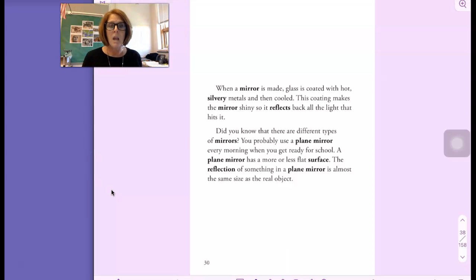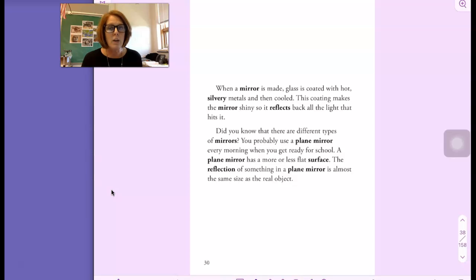When a mirror is made, glass is coated with hot silvery metals and then cooled. This coating makes the mirror shiny so it reflects back all the light that hits it.